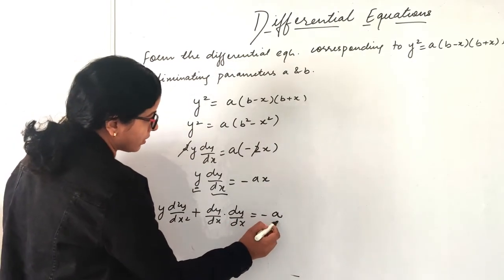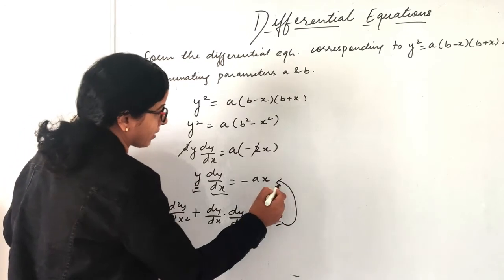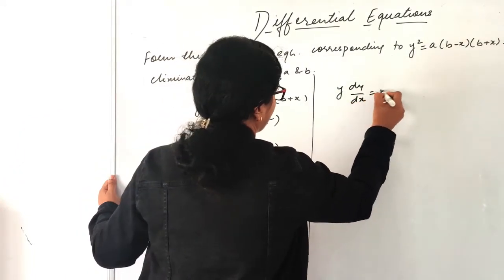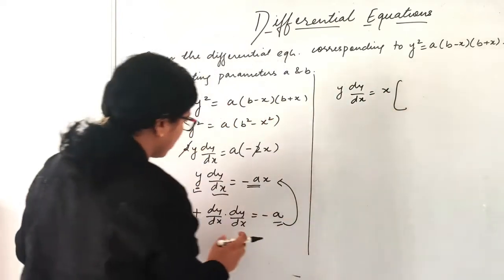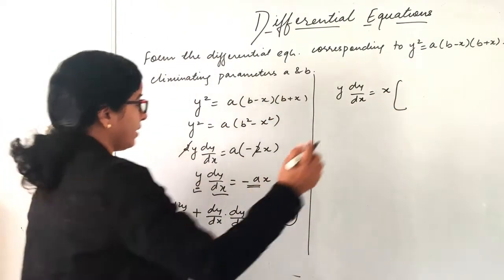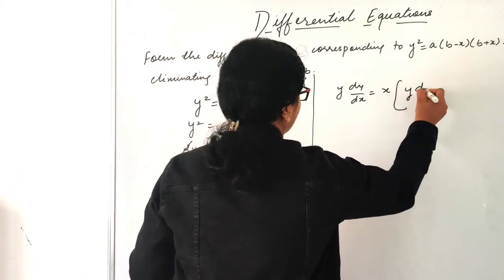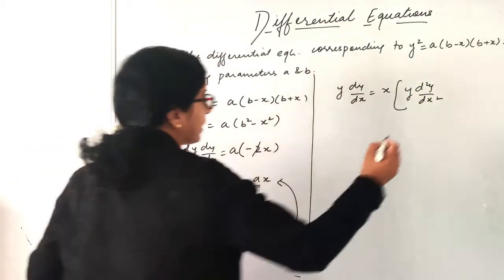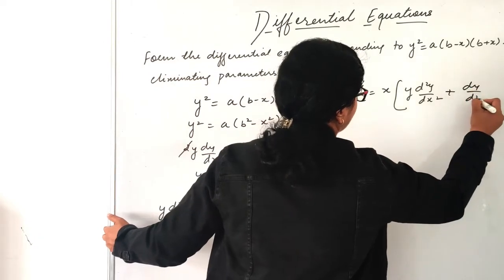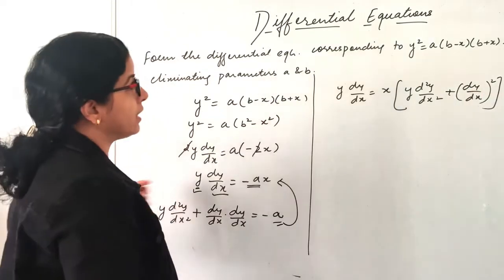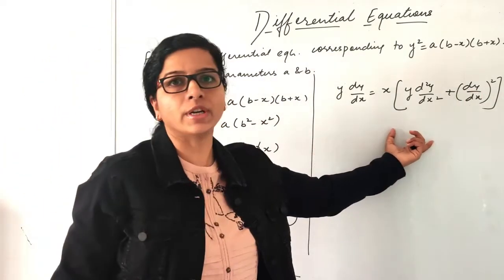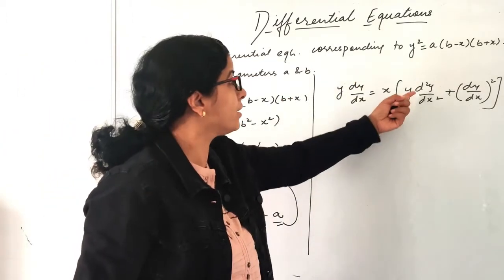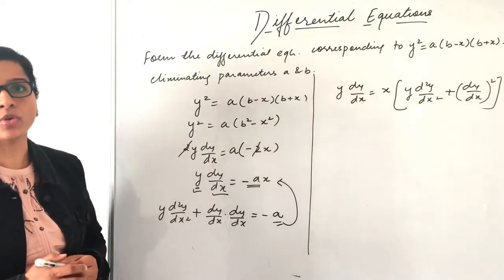I will substitute this value of minus a here. So y dy by dx equals to x, let us substitute the value here of minus a, into y d2y by dx2 plus (dy by dx) whole square, right? So this is the required differential equation for this curve. Okay, so what is the order here? 2. Now let us take one more question.